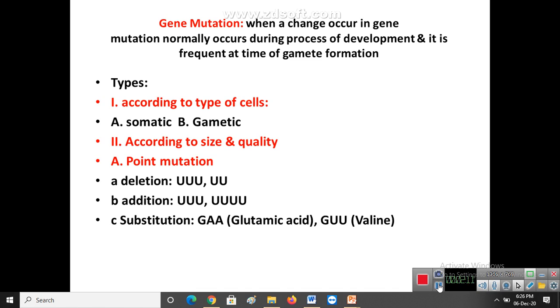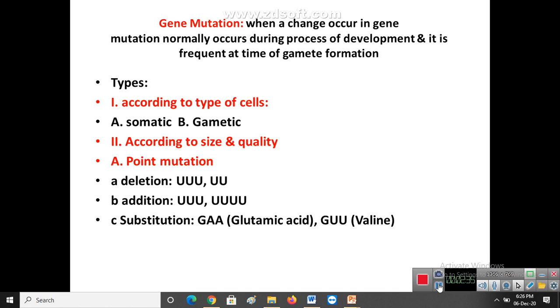Second type, according to the size and quality, it may be of 2 types, point mutation or gross mutation. First one is the point mutation. When mutation occurs in a small part of a DNA molecule, either in a single nucleotide or a pair of nucleotides, it is known as point mutation. Point mutation has further types: deletion, addition, substitution.